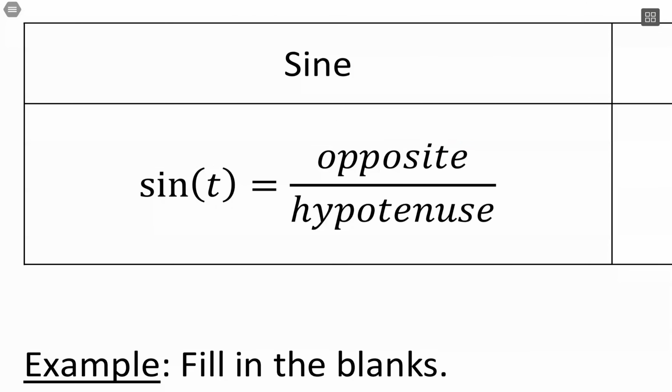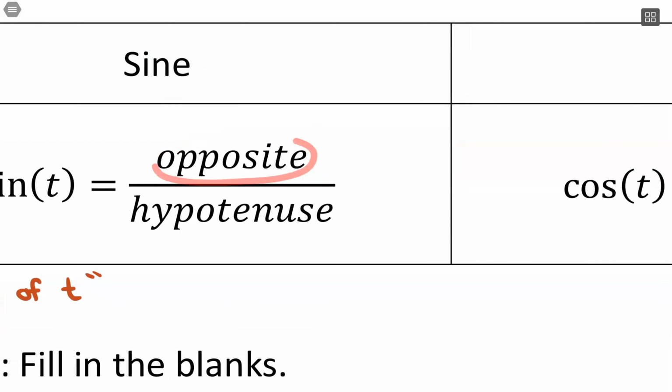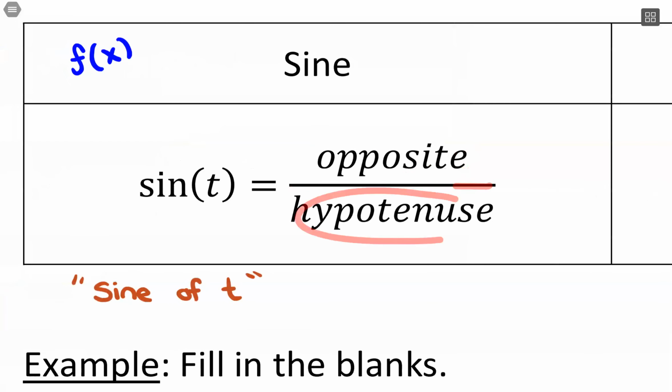How I would read this notation on the left-hand side out loud is sine of t. It's kind of like how we read f of x. The parentheses are just showing us what the input for our function is. So like how I would say f of x, this is sine of t. And then we see that sine of t is equal to the opposite side length divided by the hypotenuse length. So this is where we're seeing our ratio of two side lengths from the triangle.